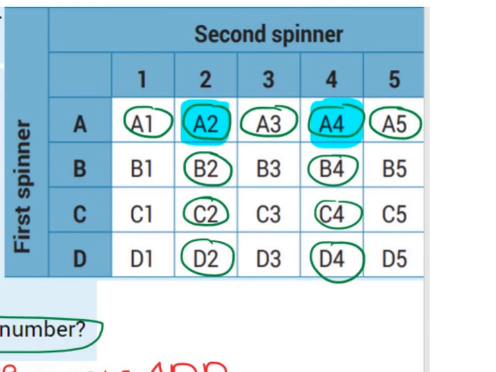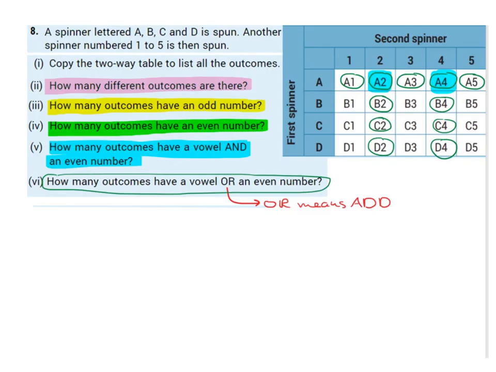So in our first column we have A1, B1, C1, D1. In the second column we have A2, B2, C2, D2. Then A3, B3, C3, D3. Then A4, B4, C4, D4. And then A5, B5, C5 and D5. So now that we've filled in our two-way table, we can answer the rest of the questions.